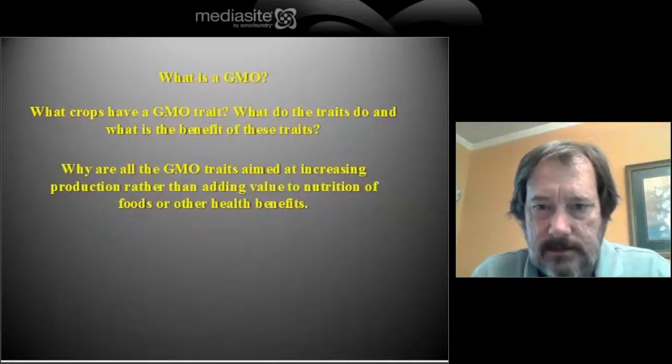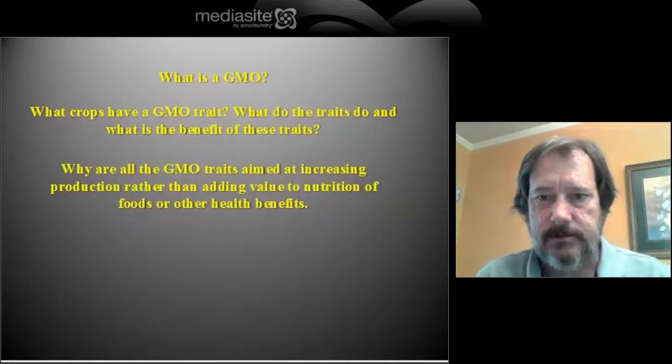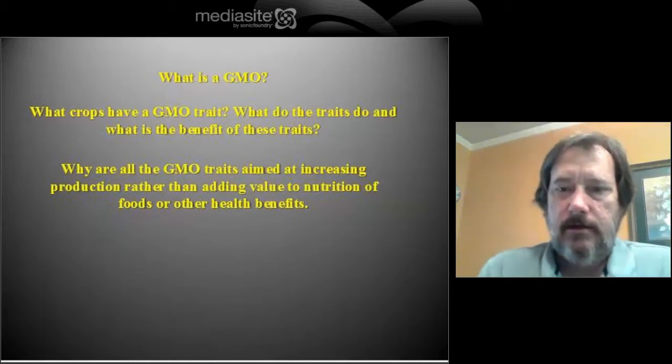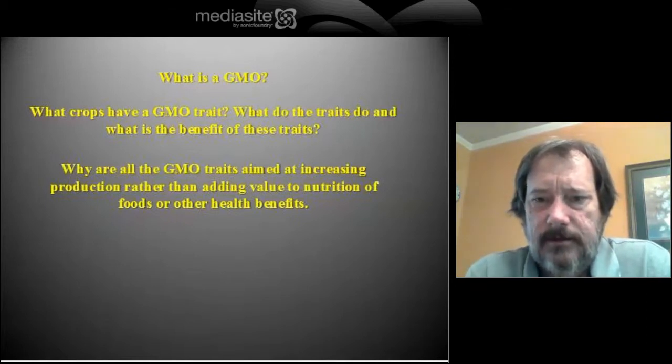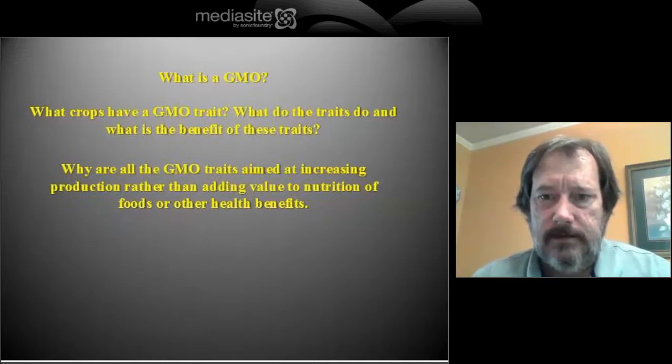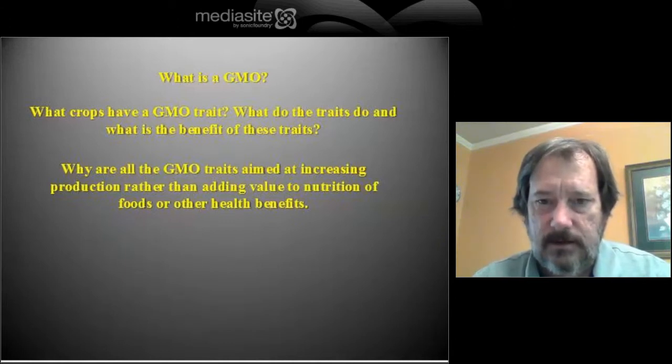In the first slide set, we talked about what is a GMO, or a genetically engineered or genetically modified organism. But primarily, we talked about the different techniques used for making a GMO and the different technologies involved. And this time, in this slide set, I'd like to talk a little bit more about the actual traits involved.